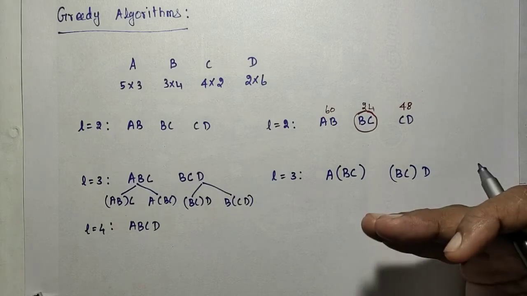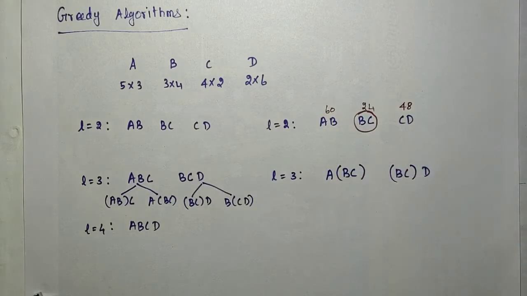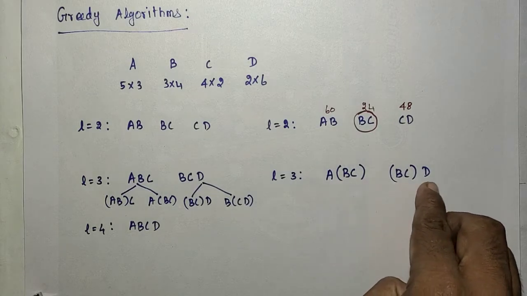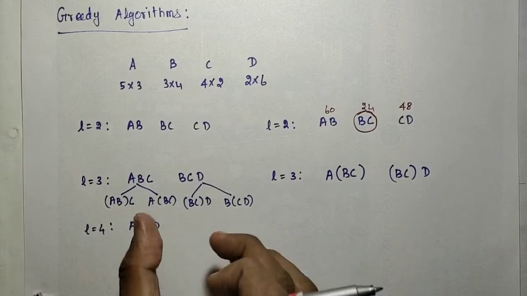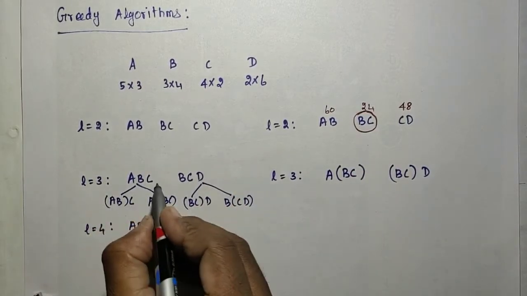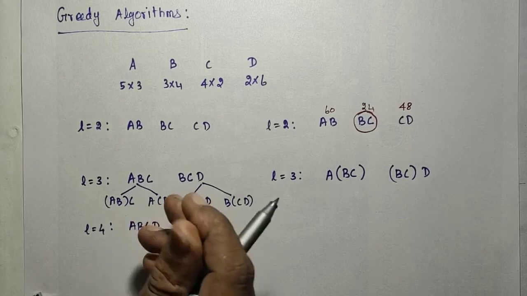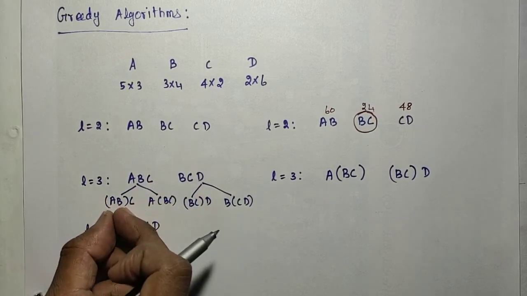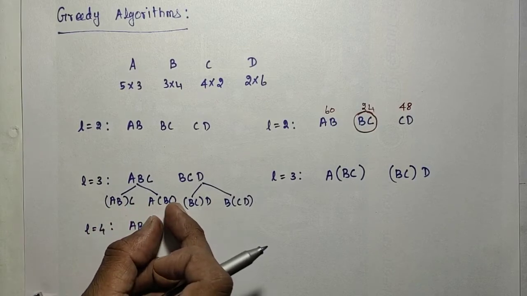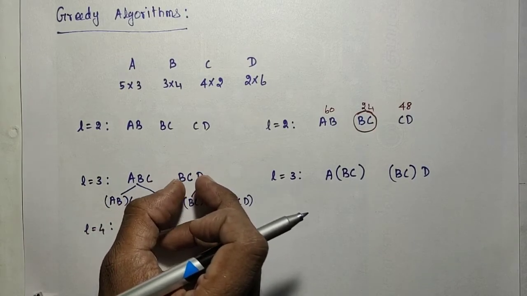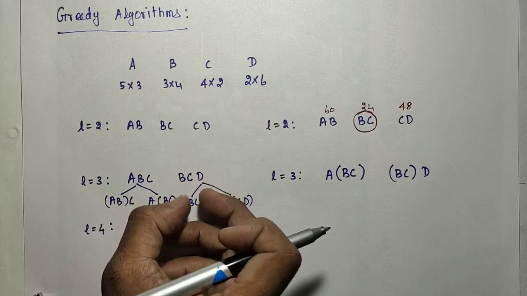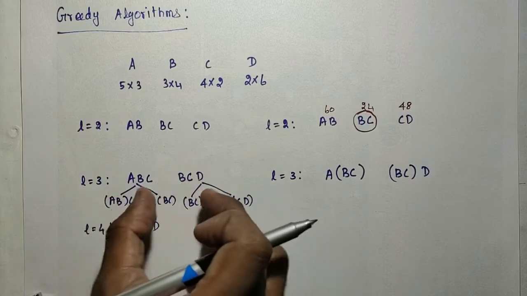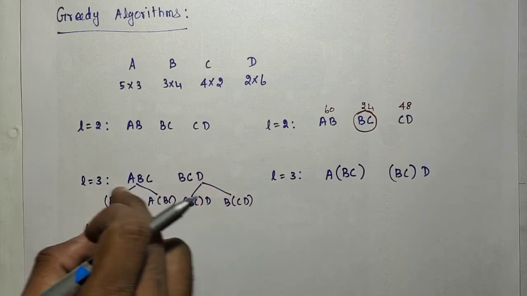So with that selection of the best, we will find the next level solution. Here, among A into BC and BC into D, please clearly understand the difference. In L3, to find the minimum multiplication for ABC, we need to check the combinations AB into C and A into BC. And for finding the best minimum multiplication for BCD, BC into D and B into CD. Like that we need to get that minimum.